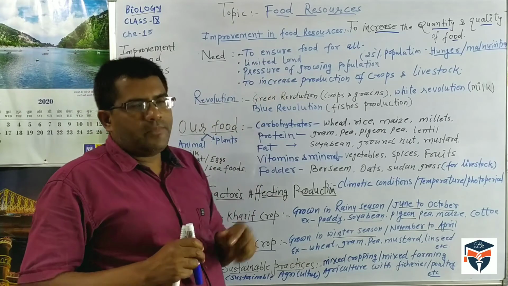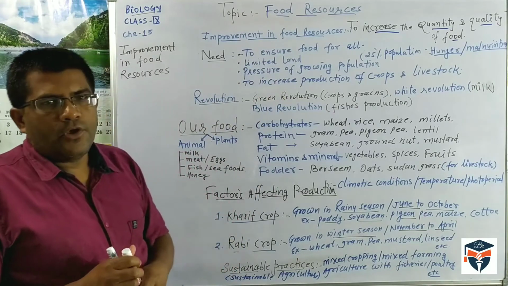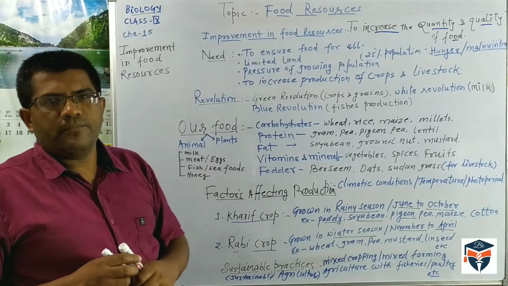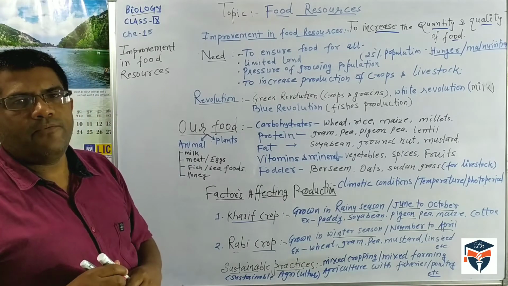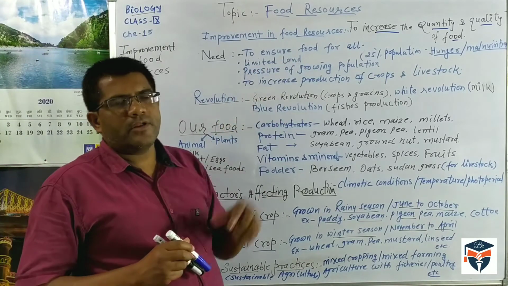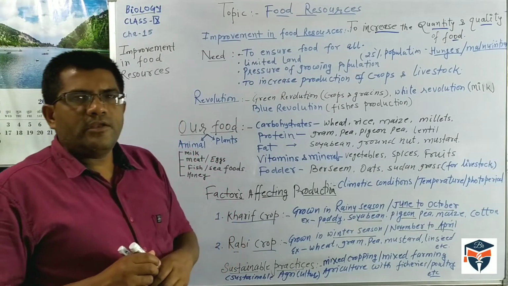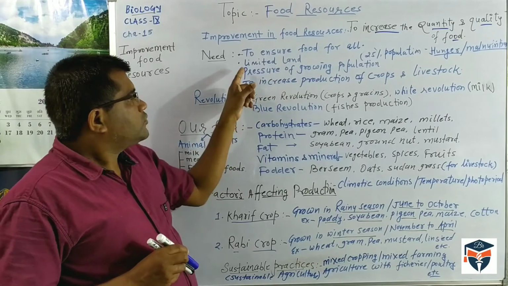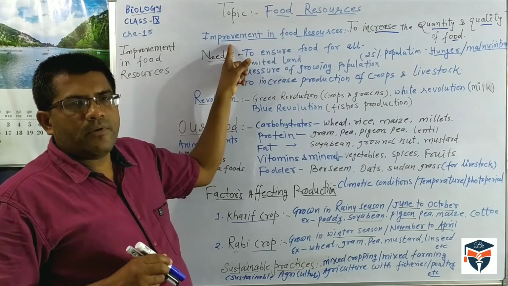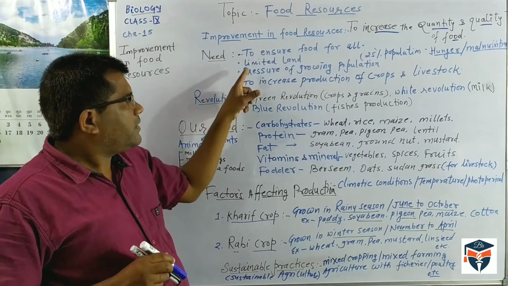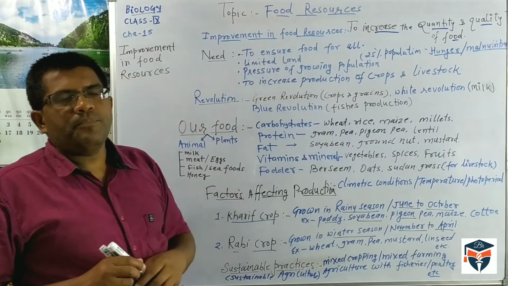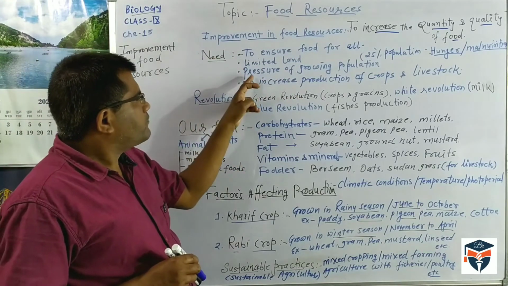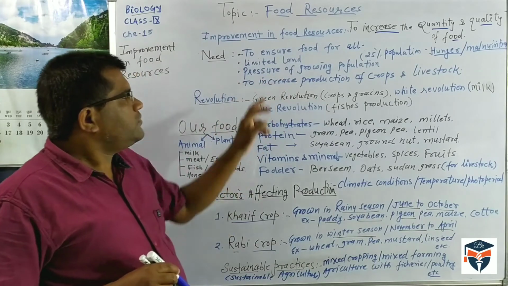Another, land is limited. In India, from 1960 onward, we have increased the land area for cropping by about 25%, but there is not enough land for the cultivation of crops. So we have to develop improved varieties which can be grown in the limited area of land.